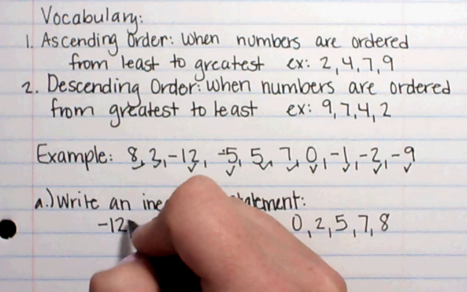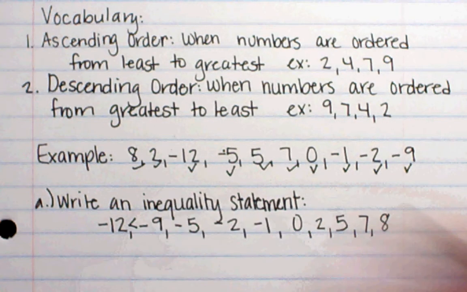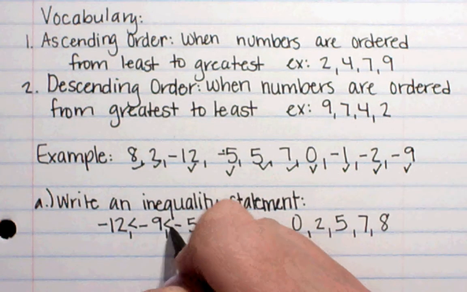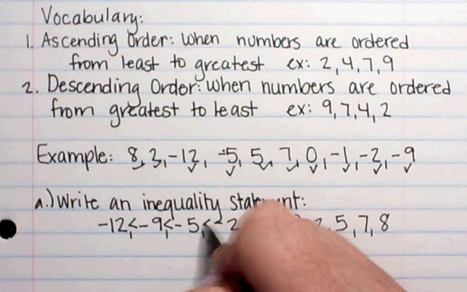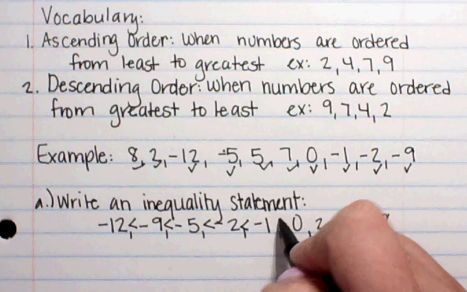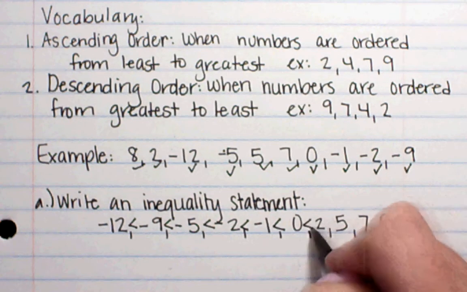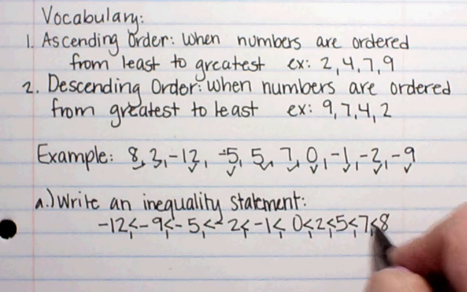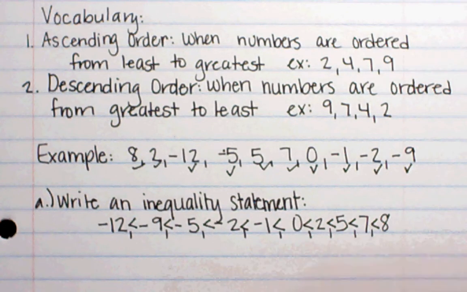Now I'm going to write an inequality statement. -12 is less than -9. -9 is less than -5. -5 is less than -2. -2 is less than -1. -1 is less than 0, and so on, making 8 the greatest. So you can erase these commas after.